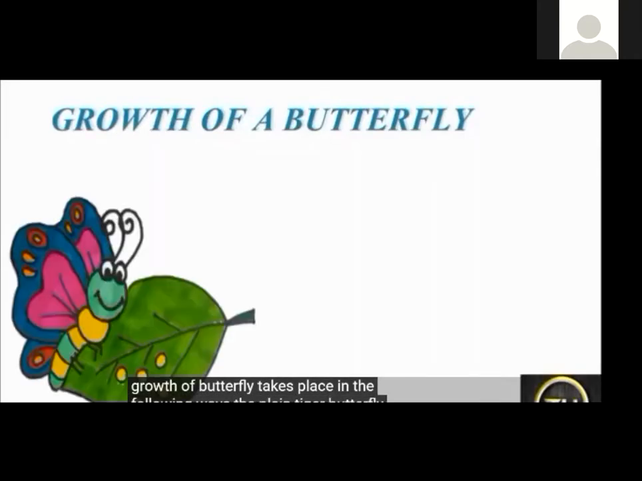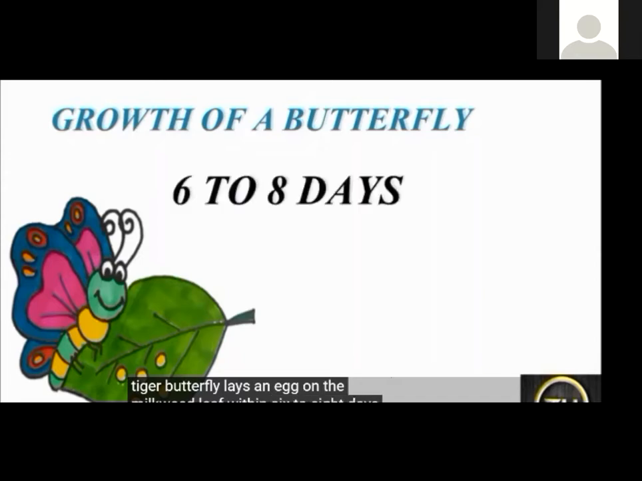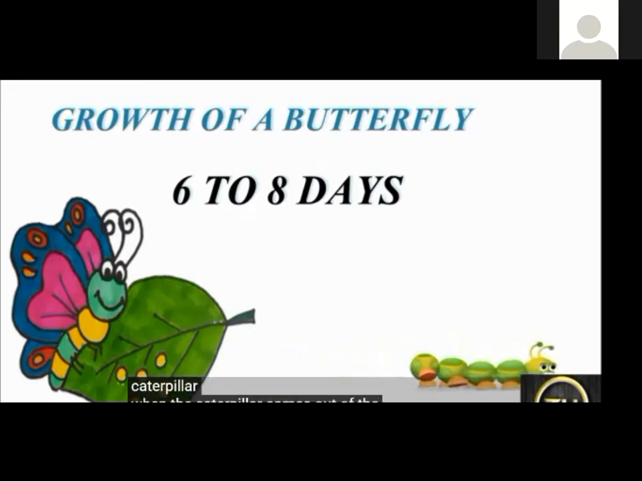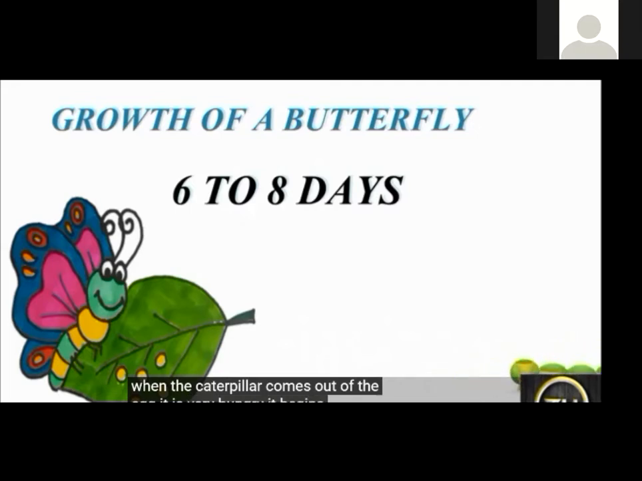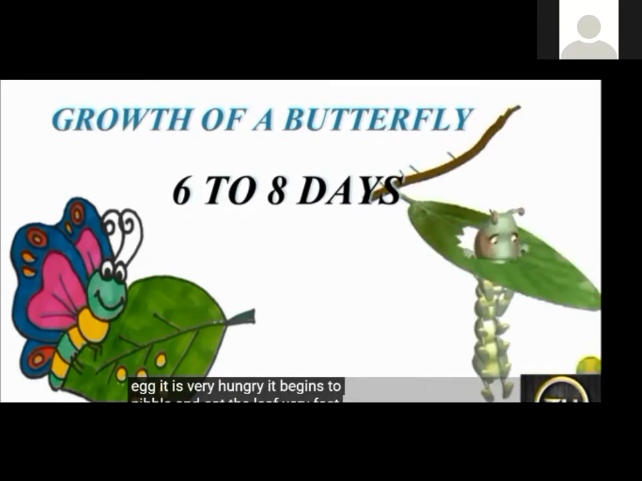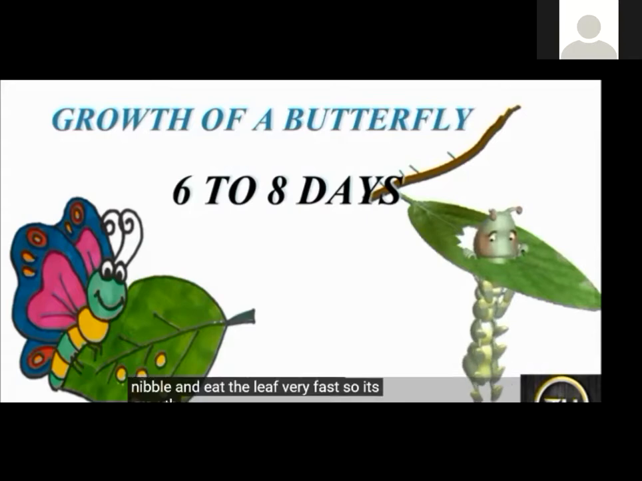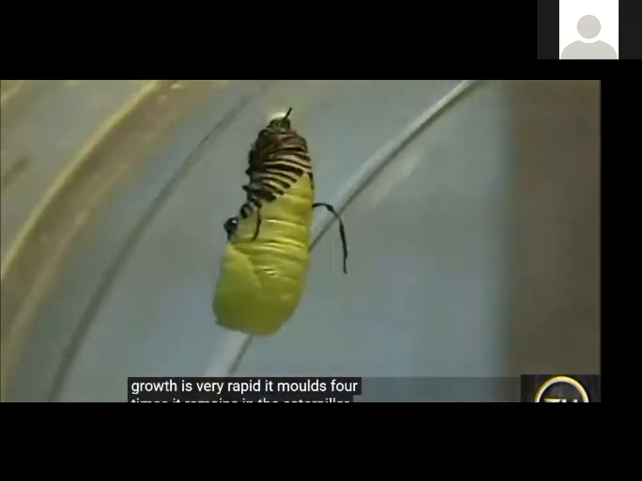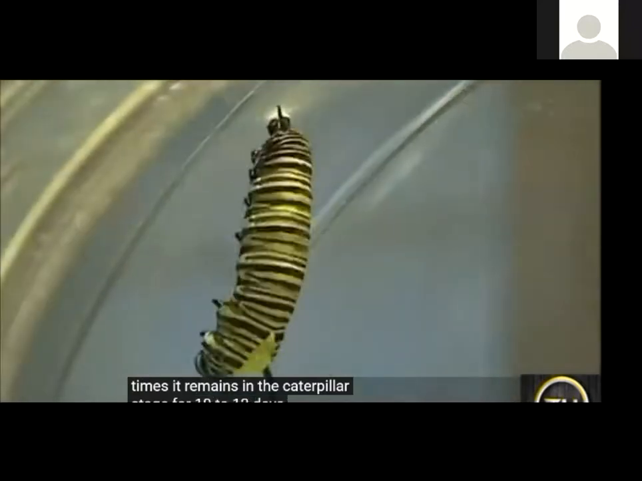Growth of a butterfly takes place in the following ways. The plain tiger butterfly is a very common one. The female plain tiger butterfly lays an egg on the milkweed leaf. Within 6 to 8 days, the larva emerges from the egg. The larva of the butterfly is called a caterpillar. When the caterpillar comes out of the egg, it is very hungry. It begins to nibble and eat the leaf very fast, so its growth is very rapid. It molts 4 times. It remains in the caterpillar stage for 10 to 12 days.